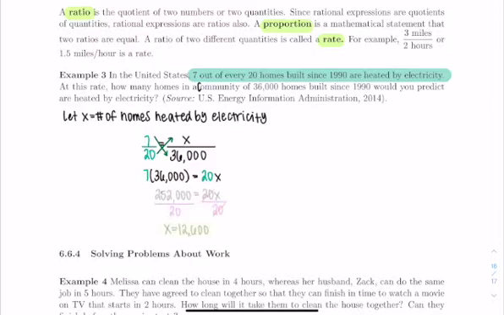Well, 7 times 36,000 is 252,000, equals 20x, and we want to solve for x, so I'm going to divide both sides by 20. And so we end up getting that x, which is the number of homes, is 12,600.